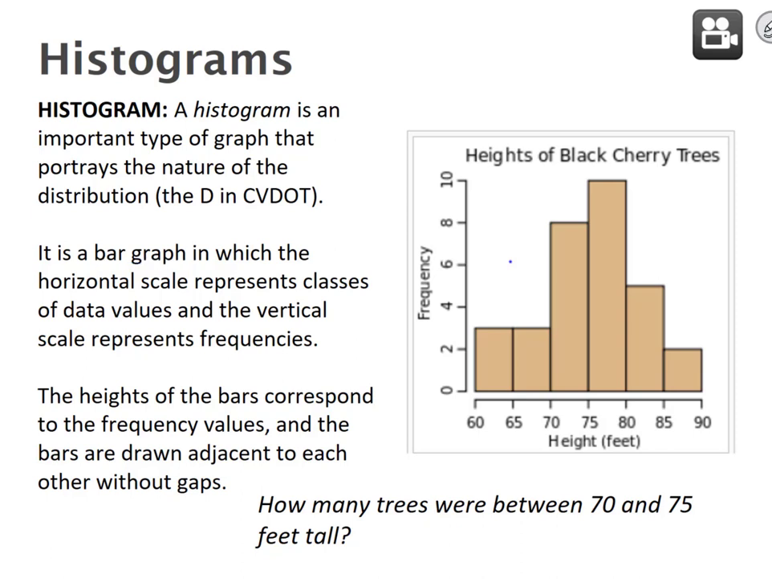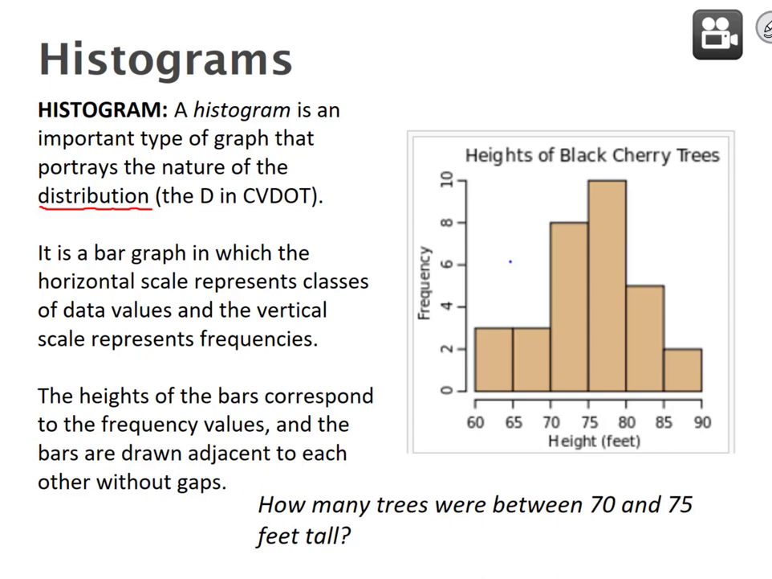Okay, now that we've talked about how to organize the data, we're going to talk about graphing and the shape that it forms. A histogram is an important type of graph that portrays the nature of the distribution. Remember, distribution is what we've just been talking about when we spread the numbers out into classes or groups.